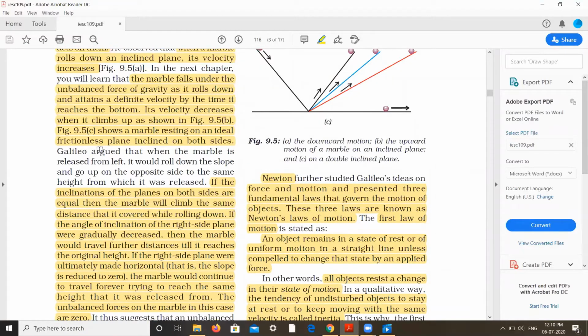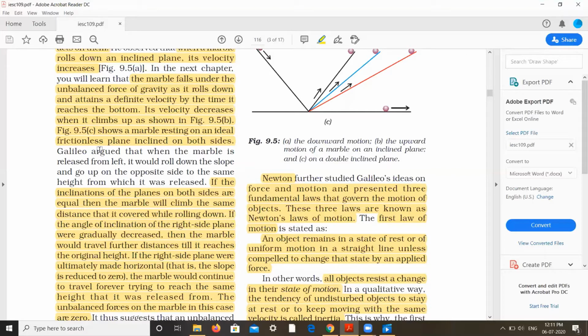So from this point, Galileo argued that when the marble is released from the left, it would roll down the slope and go up the opposite side to the same height from which it was released. If the inclinations of the plane on both sides are equal, then the marble will climb the same distance that it covers while rolling down. That means when the angles of the two sides are the same, we can say that the marble will cover an equal distance.